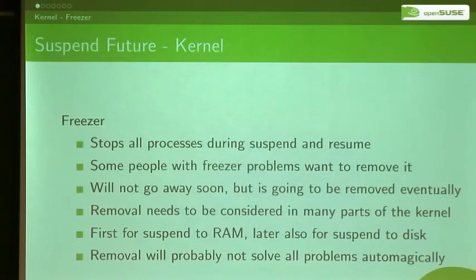And the freezer has some problems. Usually processes that are in state D, which is basically waiting for I/O, cannot be stopped. People complain about the freezer on the Linux kernel mailing list, and then some high-profile kernel developers say, okay, this freezer stuff is broken anyway, so right now it looks like it will get removed, sooner or later. Probably later, but it will probably be removed.